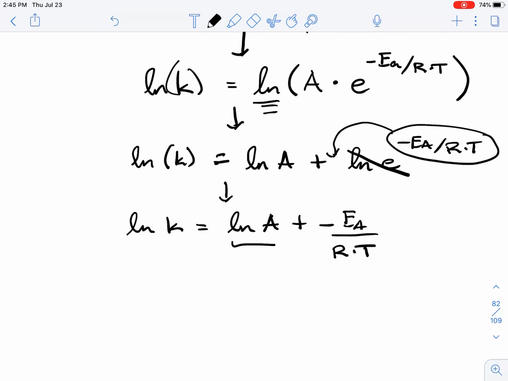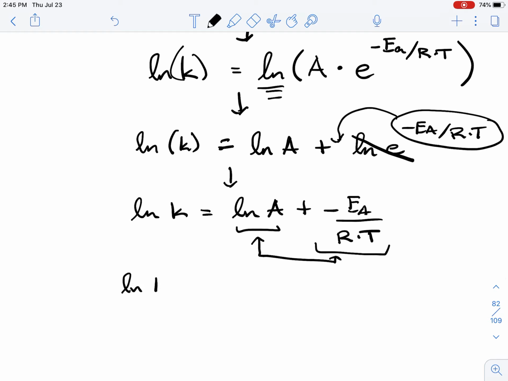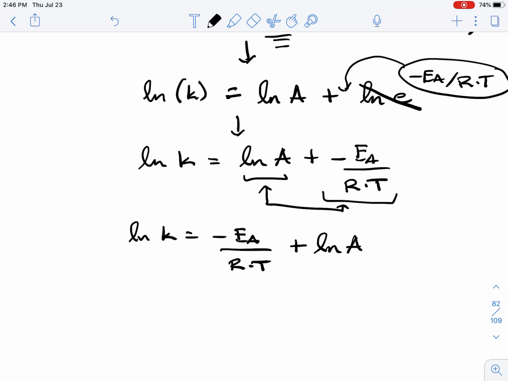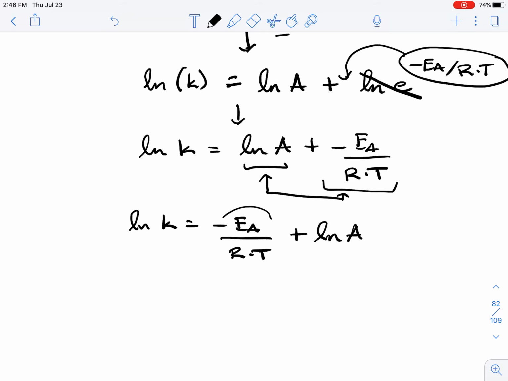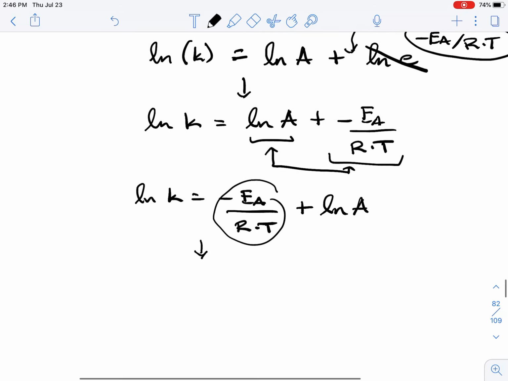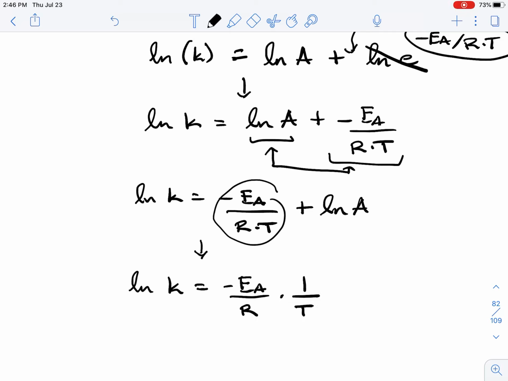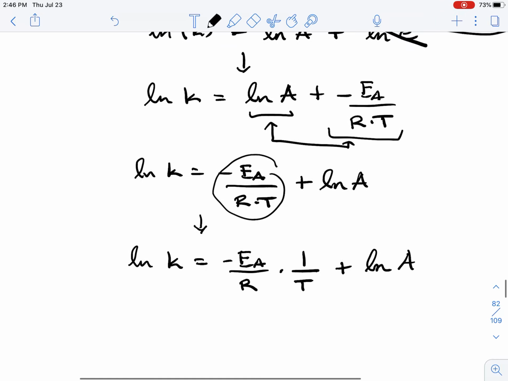And so what I'm going to do next is I'm simply going to switch these two terms over so that we get the natural log of the rate constant k is equal to negative Ea over R times T plus the natural log of A. So one last final step, I'm going to expand this fraction so that I get the natural log of k is equal to negative Ea over R times 1 over T plus the natural log of the frequency factor A.